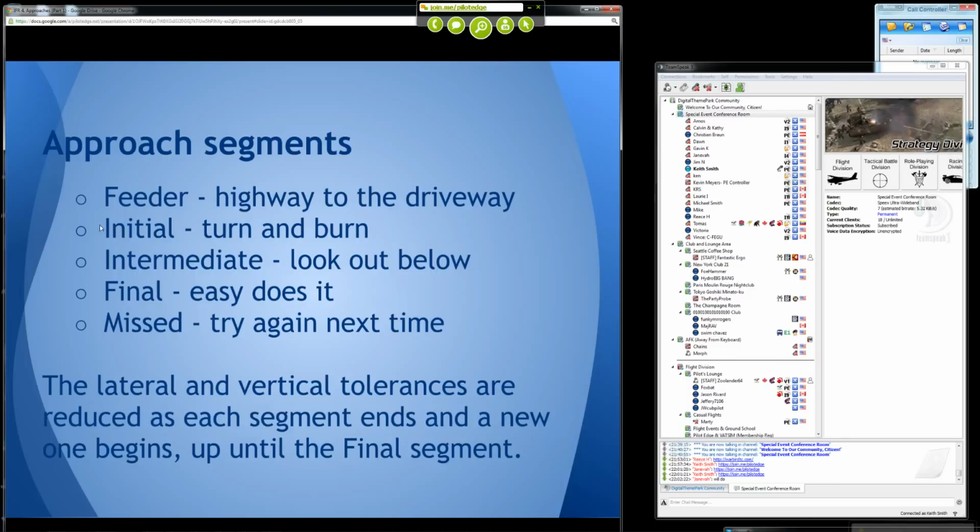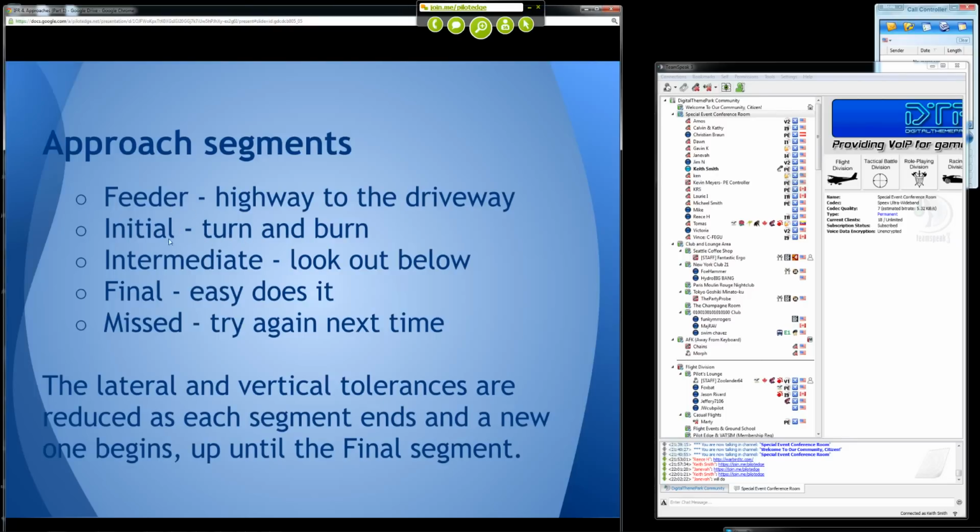And that gets us into the next segment, which is the initial segment. The job of the initial segment is to get you turned around for whatever direction you arrive from. Its job is to get you turned around and pointed down the chute towards the airport. And it helps you also manage your descent as well.